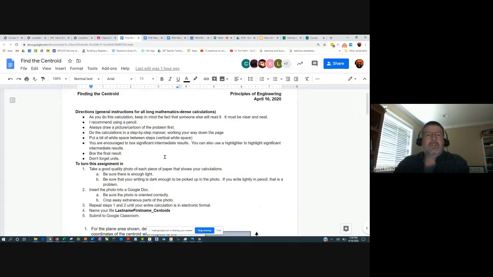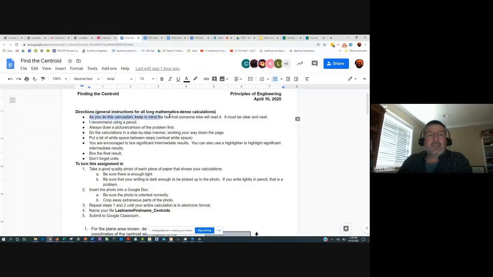So let me go through these instructions. Even if you're not interested in centroids, and they don't make you giddy with excitement, you might consider this assignment as practice on doing long, not conceptually difficult, but messy calculations, of which you'll have opportunities to do many, many in the future if you continue in engineering. So why not get some good habits down now?